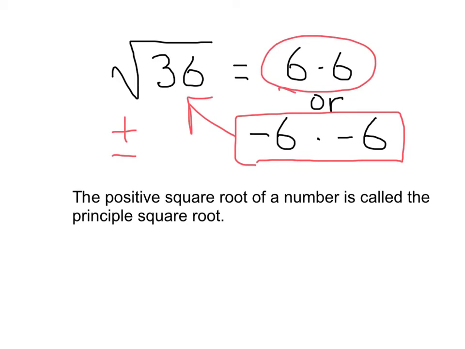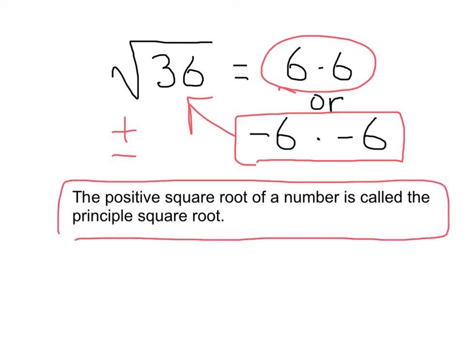Therefore, whenever we want just the positive square root of a number, we're talking about the principal square root. Okay, so get that in your notes. Whenever we're talking about the principal square root of a number, we're talking about the positive root that would make that number.